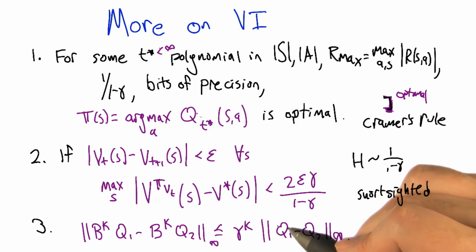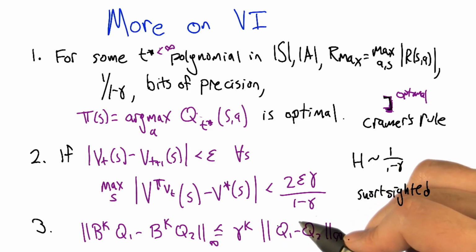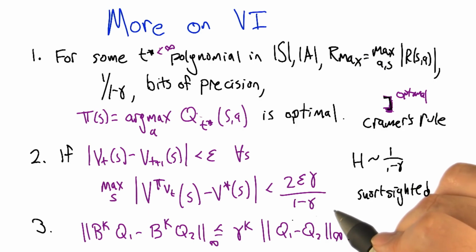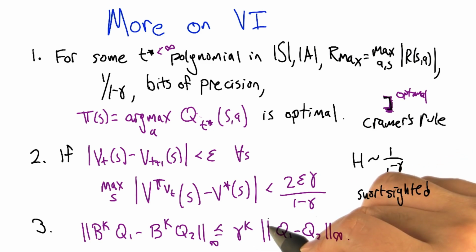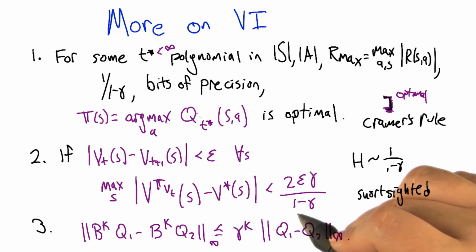That's even better, right? Because it's not linear. It's like gamma squared, gamma cubed, gamma to the kth. And that is the index of contraction. So if we run 10 steps of value iteration, that's like running one step of 10-step value iteration.